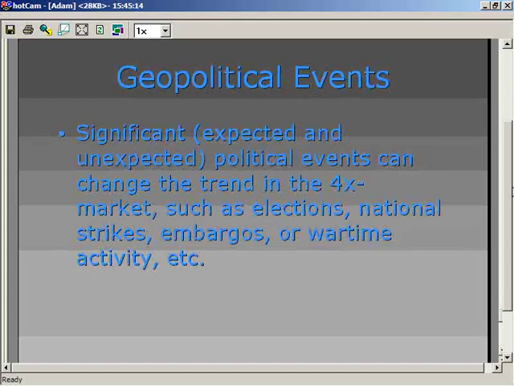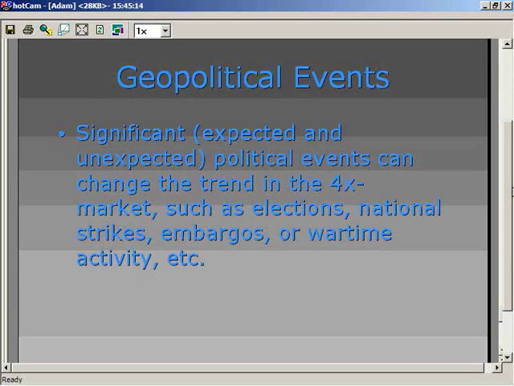Now, I mentioned this before, geopolitical events, expected and unexpected, can play a very large role in the foreign exchange market. This can include elections, national strikes, embargoes, wartime activity, you name it. So we should always be aware.